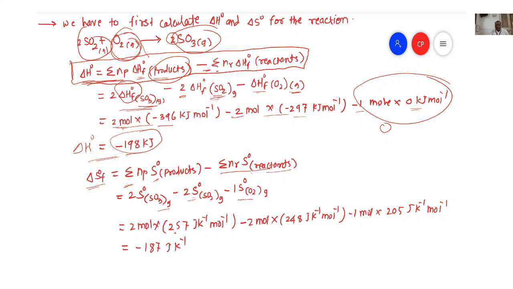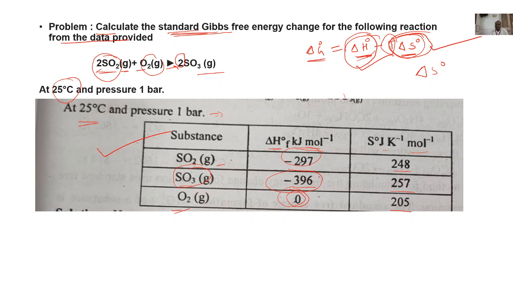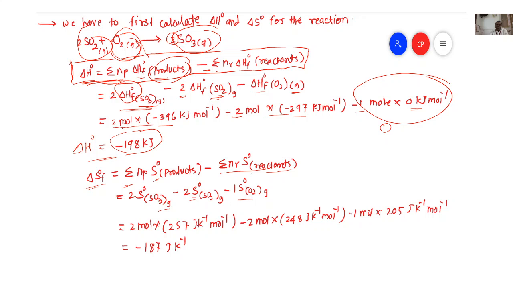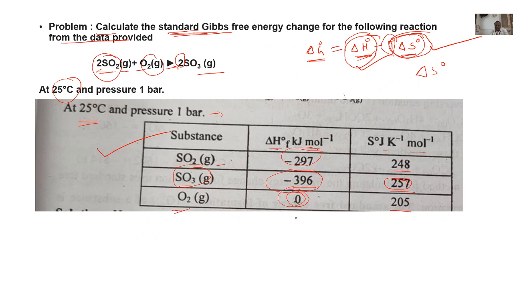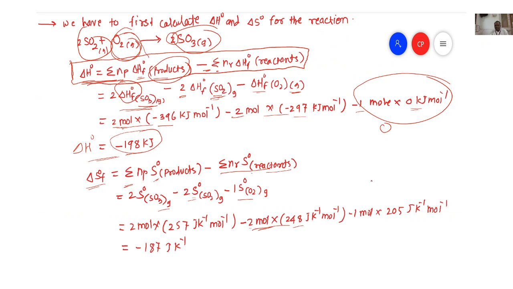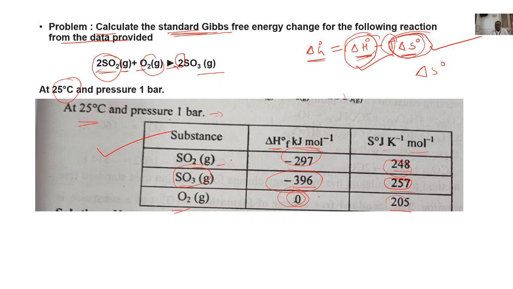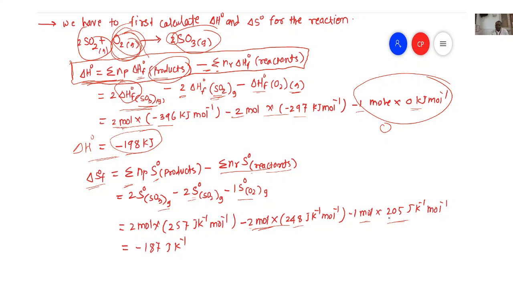Therefore, 2 multiplied by 257. This 257 is the standard entropy for SO3, given in the data, 257 joule per degree Kelvin per mole. Minus, for the reactant molecule, 2 multiplied by 248, where the value is already given, and multiplied by minus 1. Why? Because the oxygen is only 1, therefore multiplied by 205. 205 is the standard entropy of the oxygen molecule, 205 joule per Kelvin per mole.